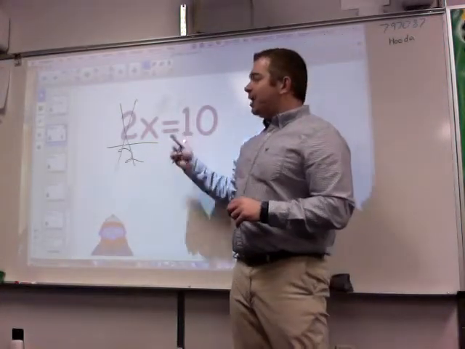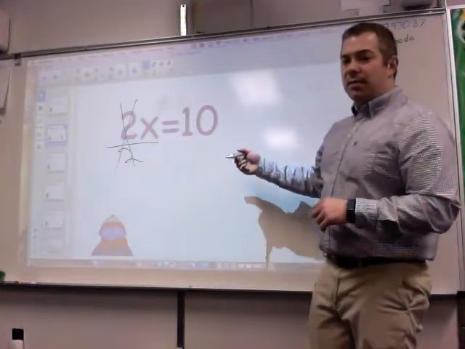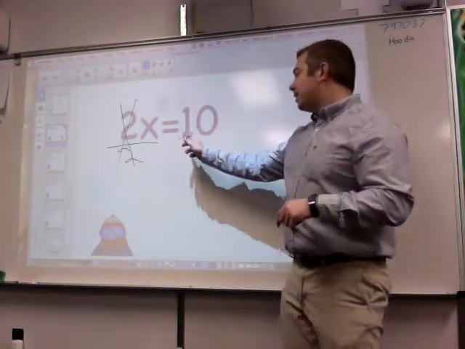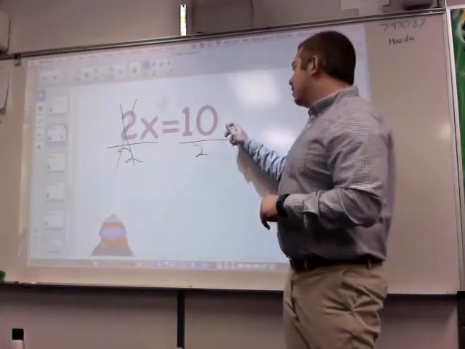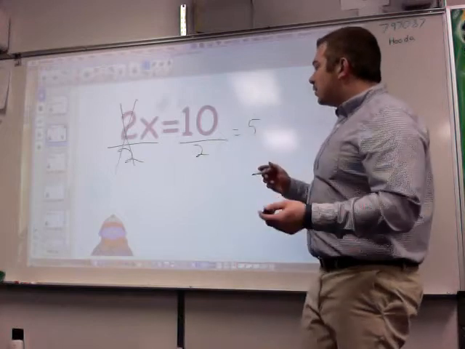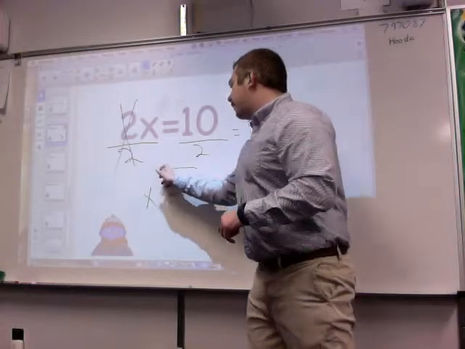But since this is an equation, I have to keep it balanced. Whatever I do on my left, I must do on my, you said it, the right. Good job. 10 divided by 2 equals 5. So I'm left with x equals 5.